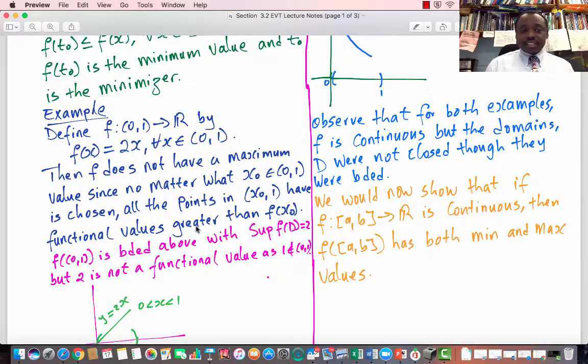So this is an example where our set D is bounded, and as a matter of fact, the image f of D is also bounded. The supremum of f of D is 2, but the function has no maximum. Why? Because the supremum is not an element of f of D. And that happens because 1 is not an element of the open interval (0, 1).